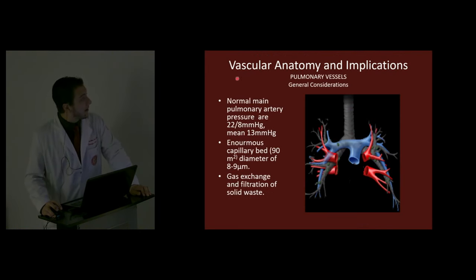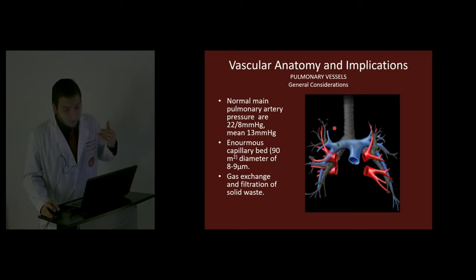Now going further, we start on the pulmonary vessels. The main pulmonary artery pressure is normally 22 over 8 millimeters of mercury, with a mean pressure of 13 millimeters of mercury. It has an enormous capillary bed of 90 square meters, with a diameter from 8 to 9 micrometers. It is in charge of the gas exchange and as well the filtration of solid waste. It is said that 30% of the pulmonary blood is in the arteries, 20% in the capillaries, and 50% in the veins.